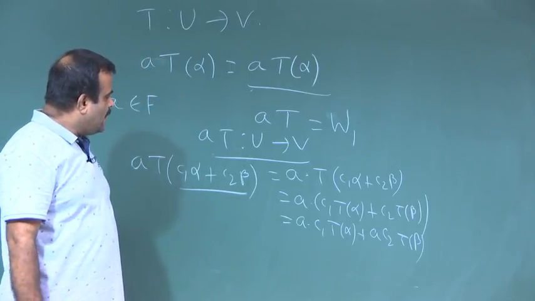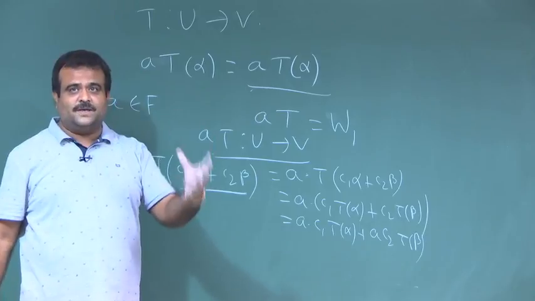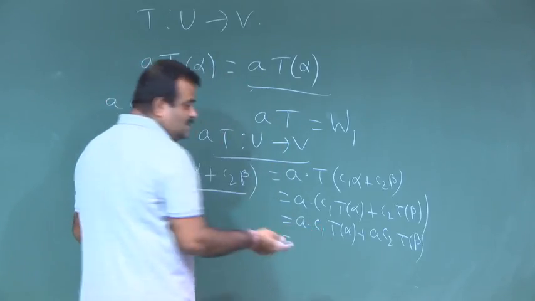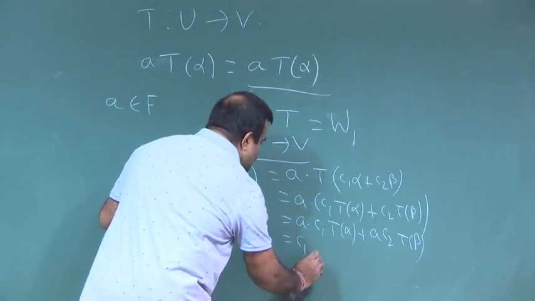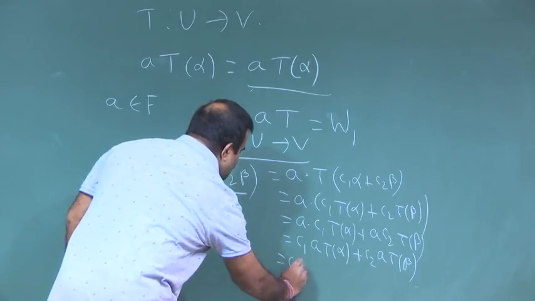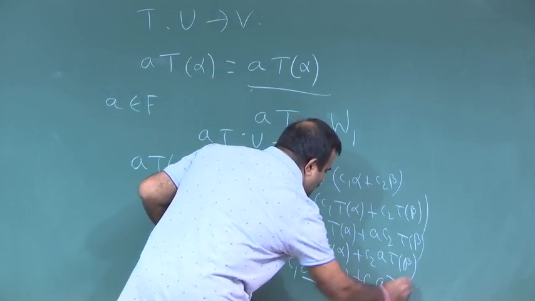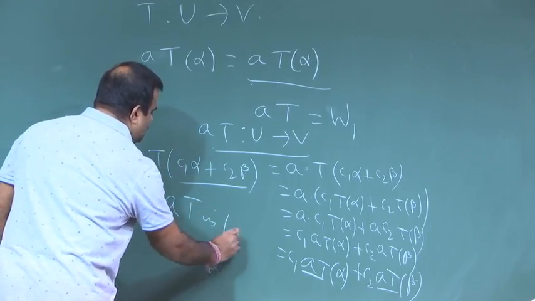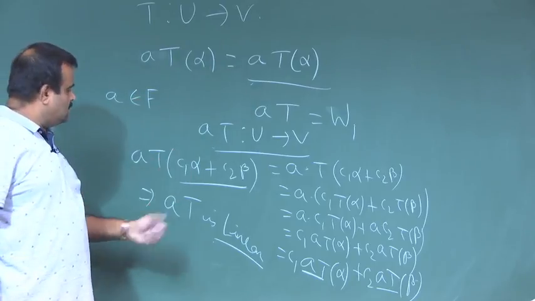Now, this is from the scalar multiplication property of the vector space. We know that it distributes. Because the scalars come from F, which is also a field, it is commutative under field multiplication. So, this will be written as c1 aT alpha plus c2 aT beta. Here aT is the transformation. So, this implies aT is a linear transformation, a linear mapping. So, if T is linear, then the way we defined aT, this is also linear.